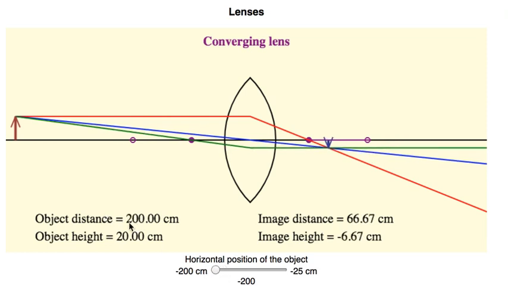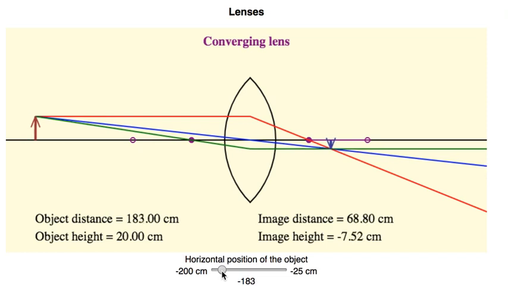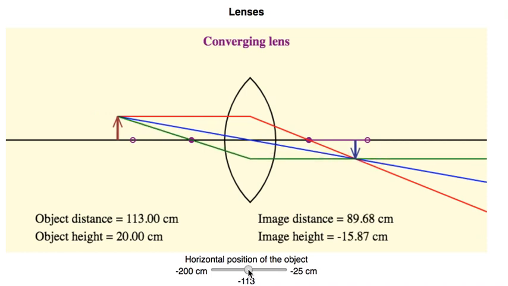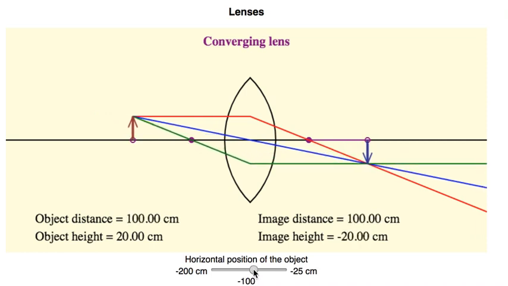So if we went back to the beginning, our object distance was 200, our image height was minus 6.67. If we go to 180, the image height is minus 7.69. If we go to, let's go crazy, let's go to 100, the image height is minus 20.